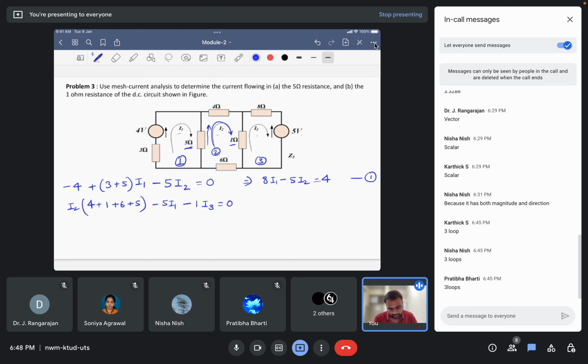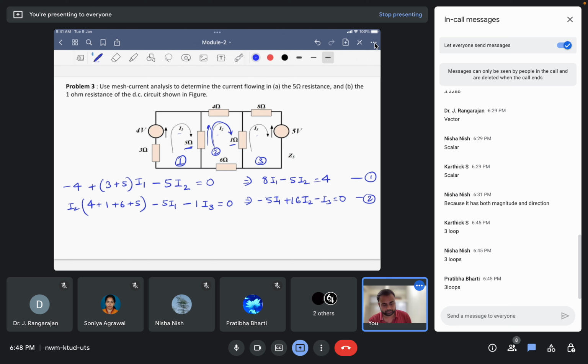So let us simplify this expression. This is 5 plus 5, 10, 6, 16. So minus 5 I1 plus 16 I2 minus I3 is equal to 0. This is our equation number 2. So minus 5 I1, 16 I2 minus I3 is equal to 0.